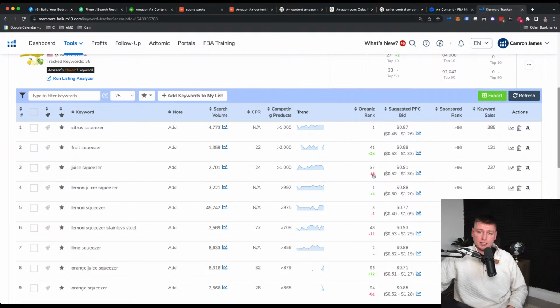Yes, you're going to see minus 16s, you're going to see plus 24s, especially when we're first beginning, it's going to jump all over the place. But we want to steadily see it over time, week after week, go up in ranking. Then we know to keep doing what we're doing, even if we're losing money, because it's an investment to get to the best organic spots. So that's what I use Keyword Tracker for.